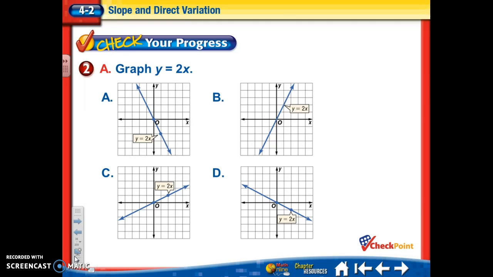So I need the one that rises up 2 and goes over 1. And so my pick is letter B, because C is up 1 over 2. That is a slope of 1/2, not 2. So there's the error there.